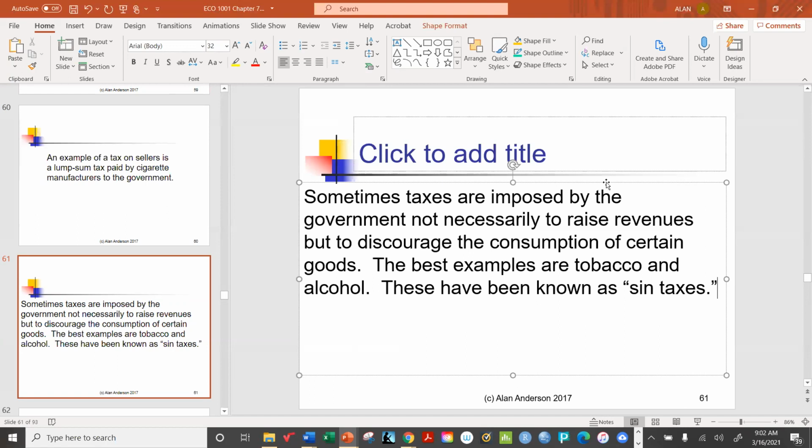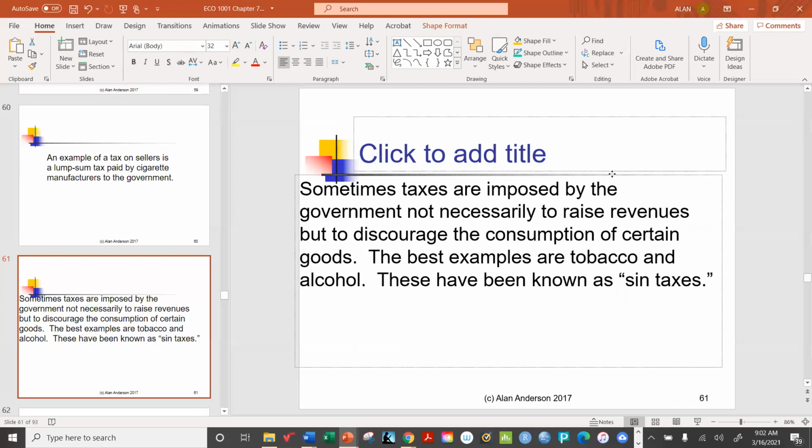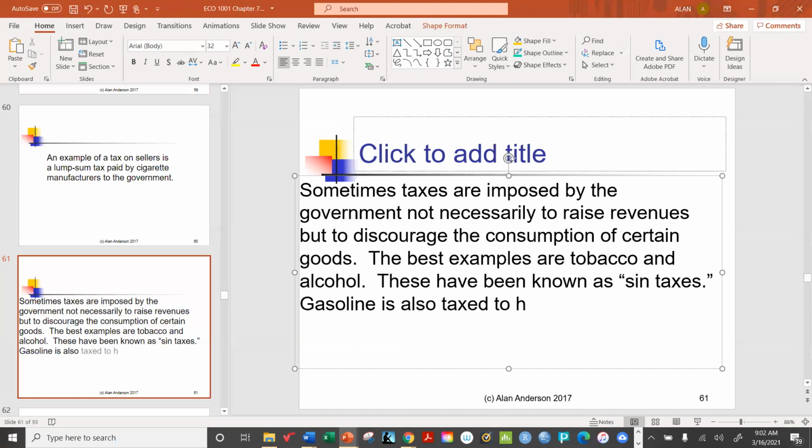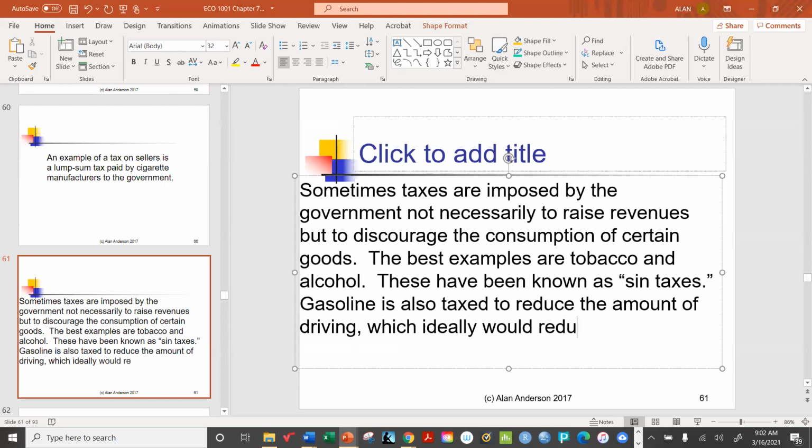Gas is a little bit different. I think with gas, what they're trying to do is, especially in the past when cars weren't as clean as they are now, gasoline is also taxed to hopefully reduce the amount of driving, which ideally would reduce highway deaths, or traffic deaths, I should say, and pollution. Okay, so in other words, the tax on gas isn't necessarily designed to raise a lot of money, although it may do exactly that.